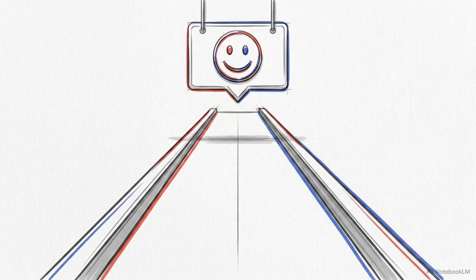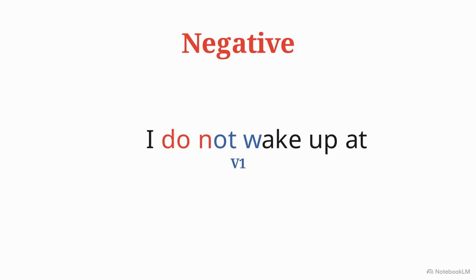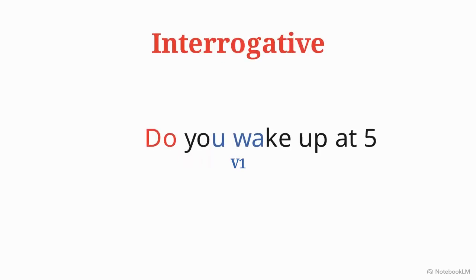We can call this the happy path because the main action verb stays exactly the same. It doesn't change its shape at all. Positive: I wake up at 5 a.m. For negative, drop do not before the verb. I do not wake up at 5 a.m. For interrogative, move do to the front.